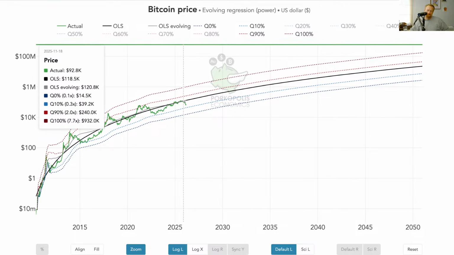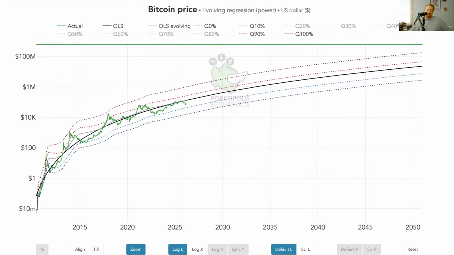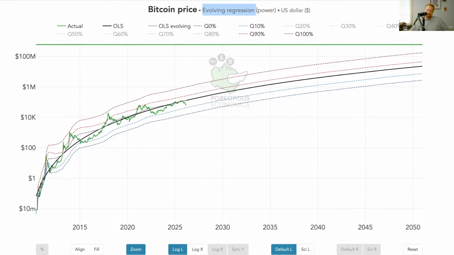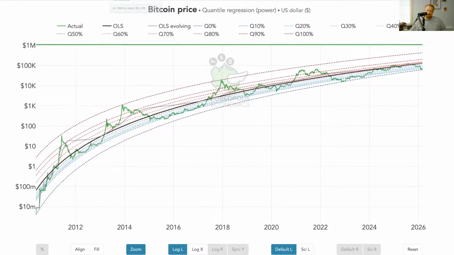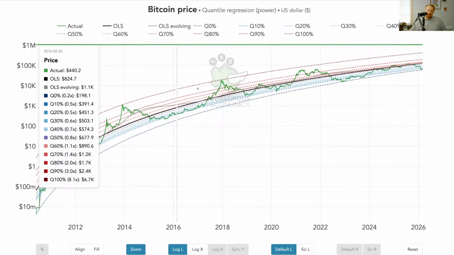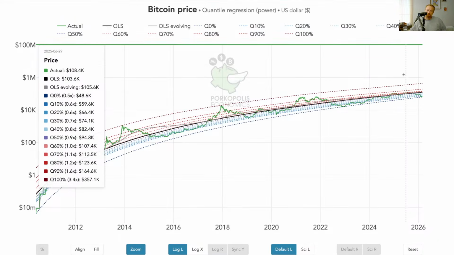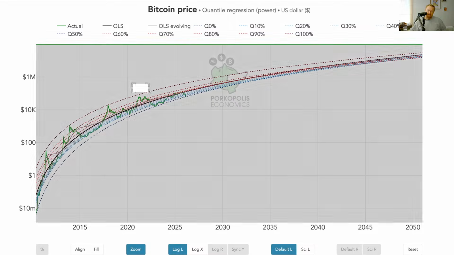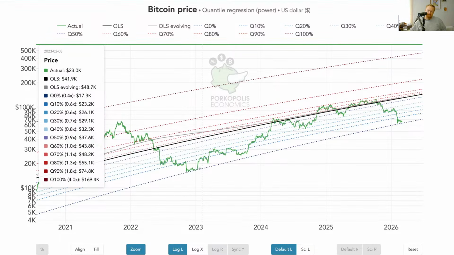Okay? And so what's the other way to track that? All right, so we do have the evolving regression exponential for the Magnificent Seven. We have the evolving regression in power for Bitcoin. Well, we can do the quantile regression for Bitcoin. And then we get these nice smooth lines. We can go into the future. And now, with the quantile, which is statistically better, you can hug the tops and the bottoms better.